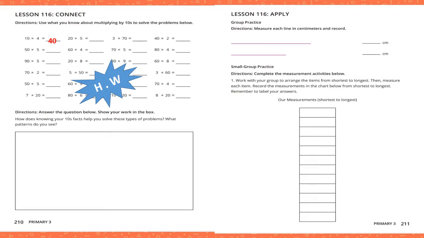20 times 5. 20 is very big, right? So I will make 2 times 5 equal 10 and I will add the 0 here. How many 0s will I add? 1 zero for 20. So it will be 100. Next, 3 times 70. 3 times 7 equal 21 and I will drop the 0, so it will be 210. 40 times 2. 4 times 2 equal, who can tell me?